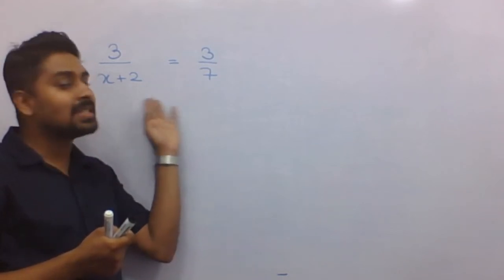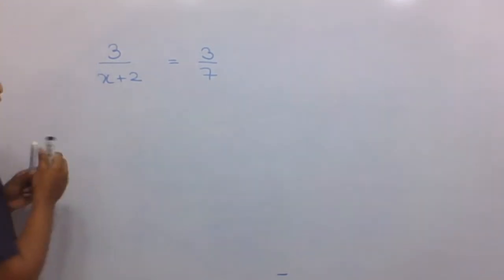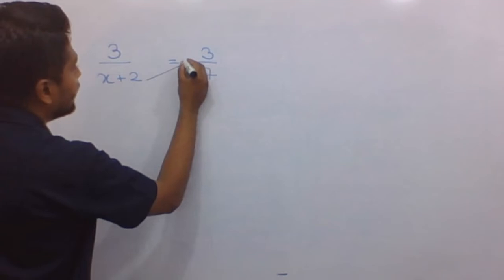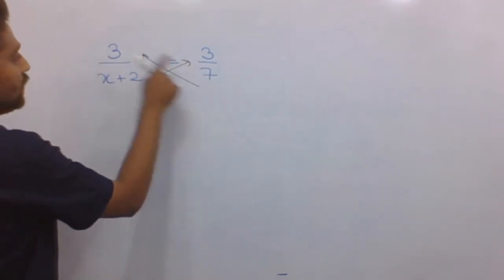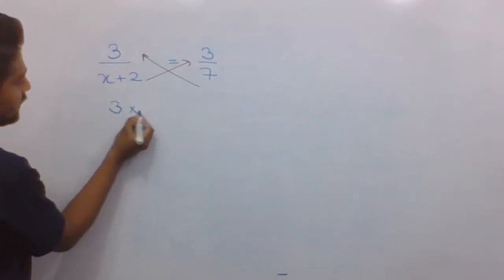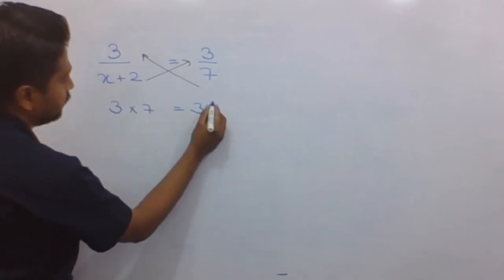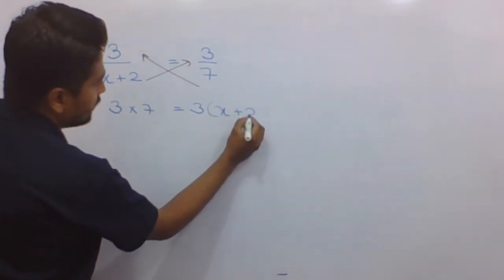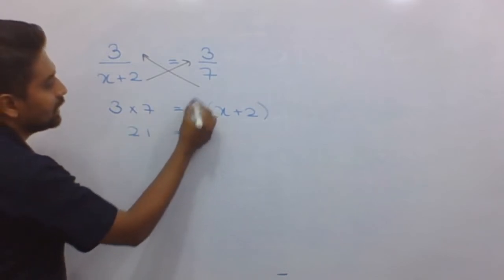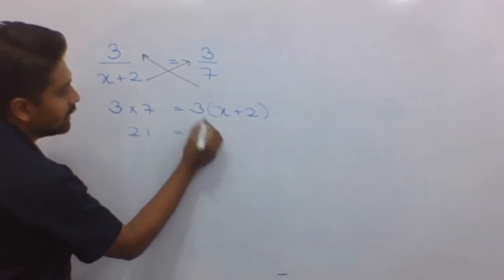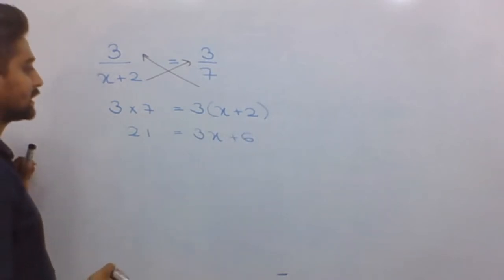Why? Already there is one fraction here and here. Then let's do cross multiplication. Now, you know that. Let's do this 3 with this 7. 3 multiplied by 7. Other side, this 3 multiplied by this part, x plus 2. Then 3 times 7, 21. Here 3 times x is 3x. 3 times 2, 6.